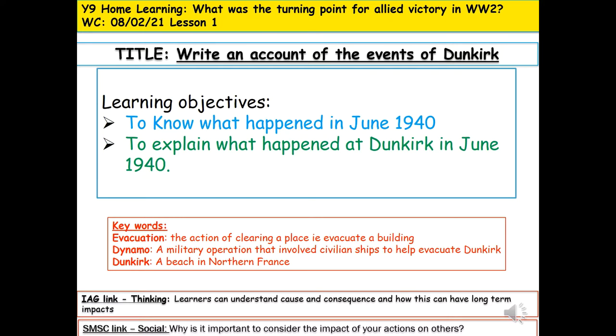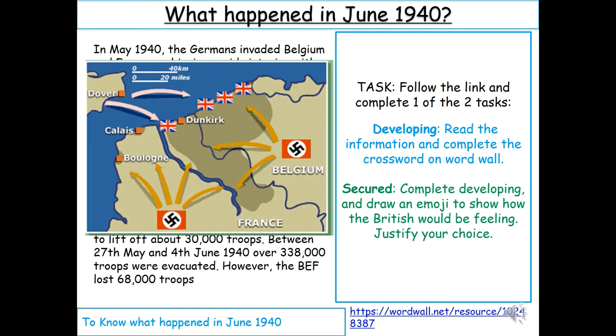So if you take a minute to look at the keyword at the bottom of your screen. Your first task, we're going to look at what happened in June 1940. If you look at the map, you can see German forces have invaded France and they're pushing British forces to the edge of France on the coast of Dunkirk. So we can look at what happened during this time.